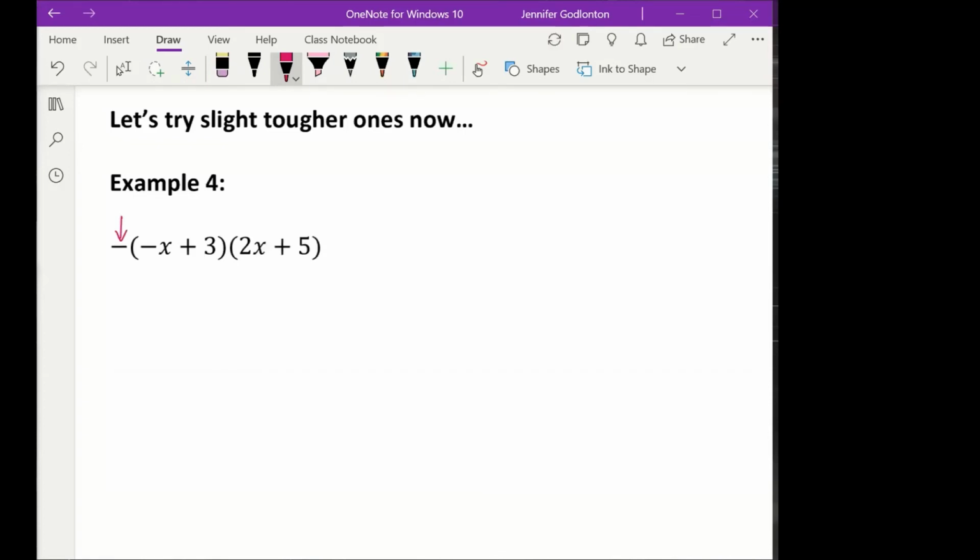would like you all to give this one a try, but I'm going to scaffold it a little bit and say that the first thing we want to do is we want to bracket those two binomials. Okay, so I want everyone to give this question a try. Just put in your best efforts. And if you have an answer, put your answer in your chat so that we can see how you're doing.